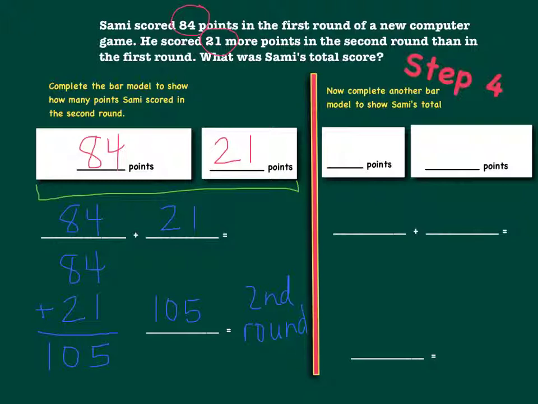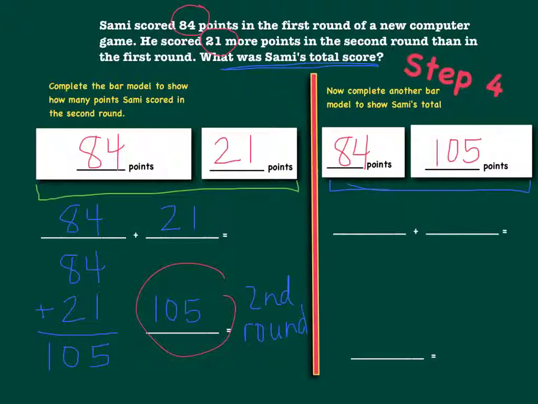The next bar model. I'm going to use this bar model to show Sammy's total number of points. I'm going to use the small bar to show how many points Sammy scored in the first round. But now I know how many he scored in the second round, so I'm going to put that in the larger bar. Now remember, the problem is asking me what is Sammy's total score. So if I add these two numbers together, I should get Sammy's total score.